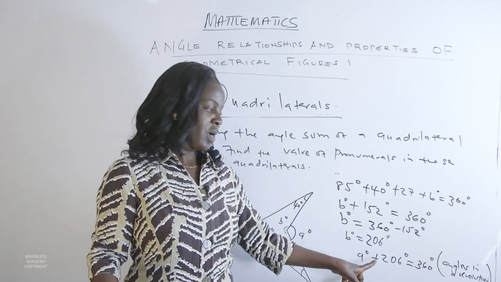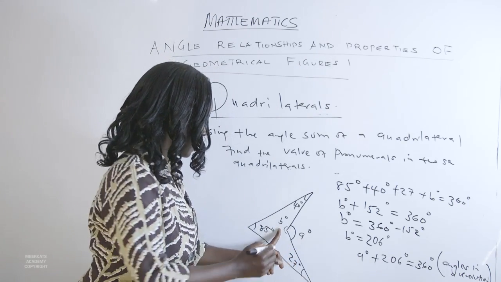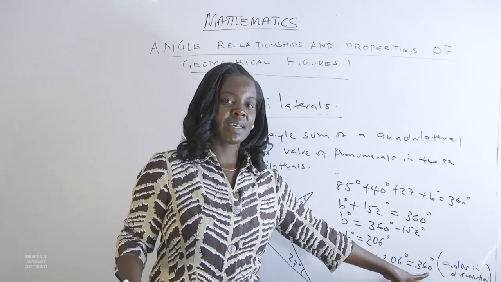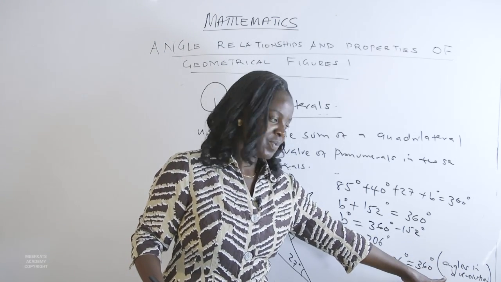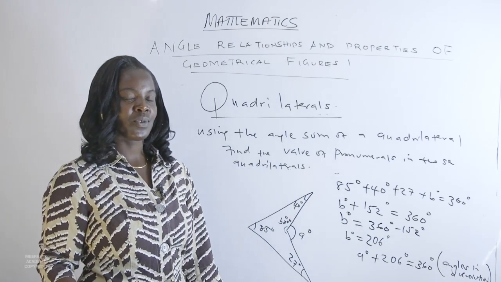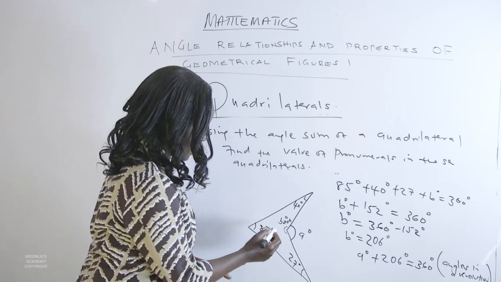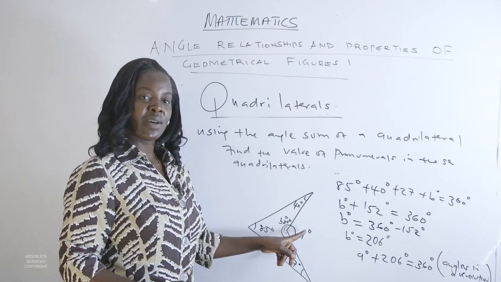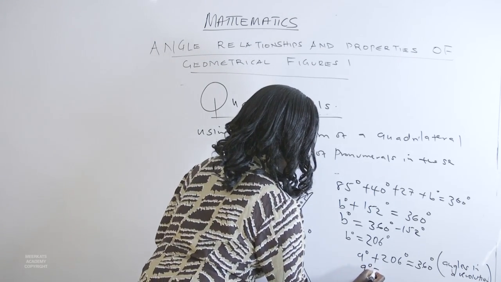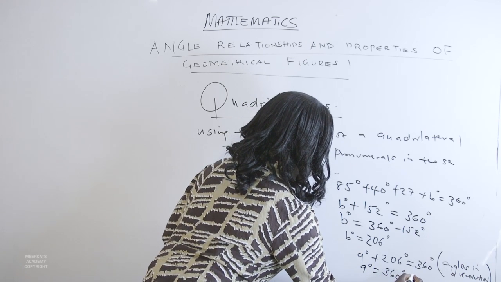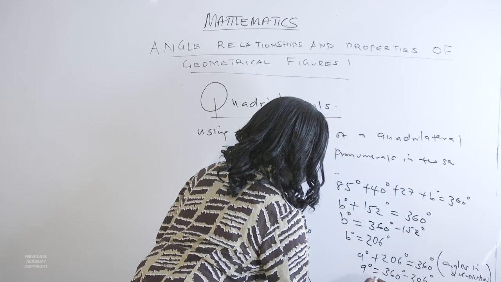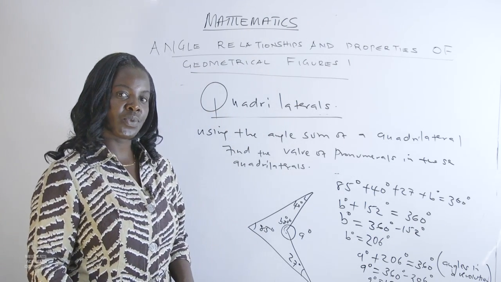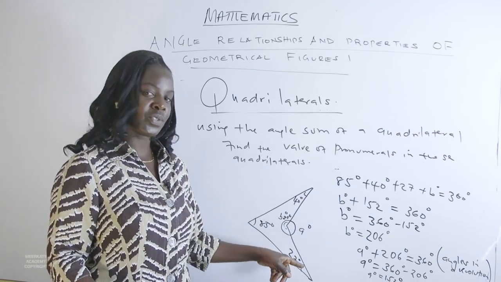So we say A plus 206 degrees. We have got B to be 206. So A plus 206 degrees should give us 360. Why are we saying so? From our last lesson, we said angles in a revolution, a complete turn, make 360 degrees. So you realize that this side and the other side will make a complete turn. So we already know 206. We don't know A. So A will be 152 degrees.